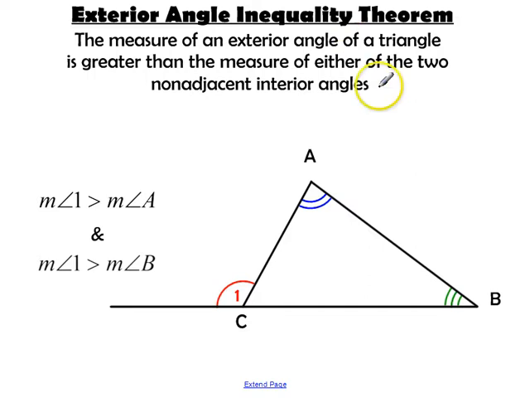Now, if you remember the exterior angle theorem that we talked about previously, it states that the measure of angle 1 is equal to the measure of angle A plus the measure of angle B. So if this angle has to add up to the sum of A and B, it only makes sense that this angle would be smaller than A and this angle would be smaller than B.